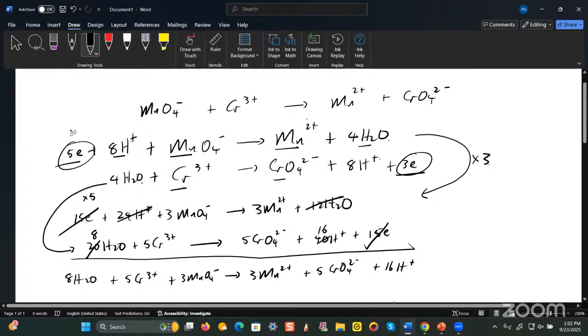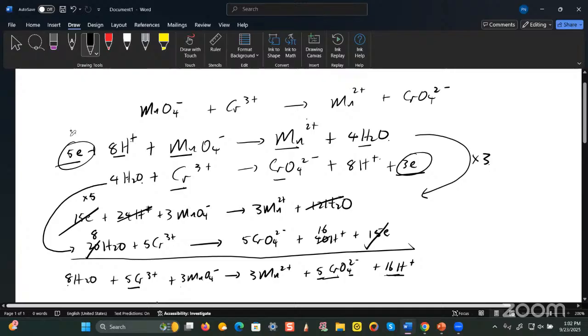So let's do that now. Starting with the hydrogens. We have 8 times 2, 16 hydrogens, right? And that balances with the 16 hydrogens on the right side, okay? We have 8 times 1 oxygen plus 3 times 4, 12. So that's 12 oxygens plus 8, that's 20 oxygens on the left side. And then on the right side, what do we have? 5 times 4, 20 oxygens. So the oxygens are balanced, right? Then we have 5 chromiums, 5 chromiums, so the chromiums are balanced. We have 3 manganese here. We have 3 manganese, so the manganese are balanced.